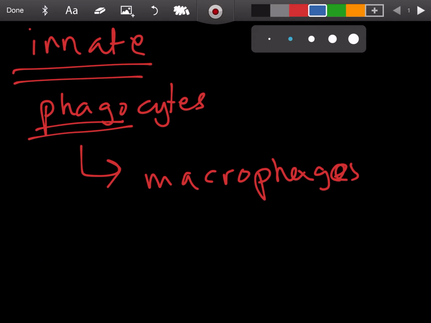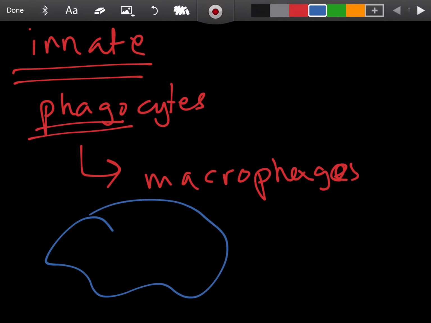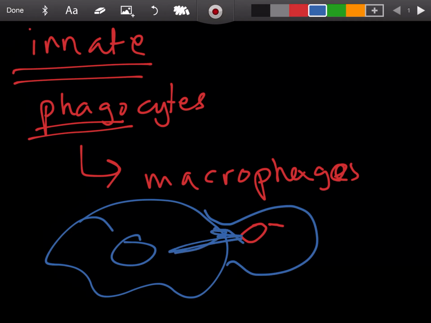So the bacteria, if this is a phagocyte, and if a bacteria comes along, usually much smaller, the phagocyte will actually engulf this and then release enzymes to destroy it and dissolve it, literally digesting it, which is pretty cool.